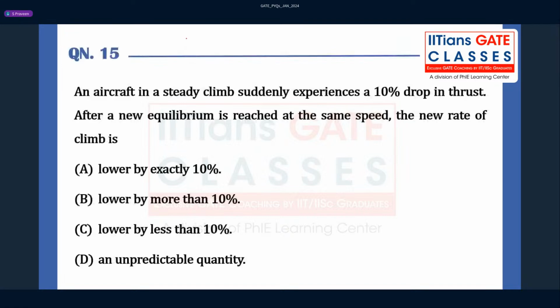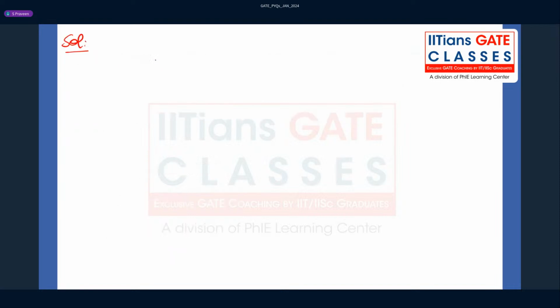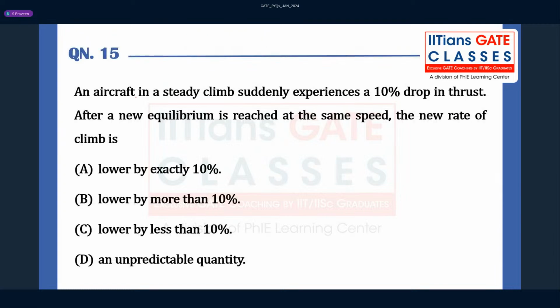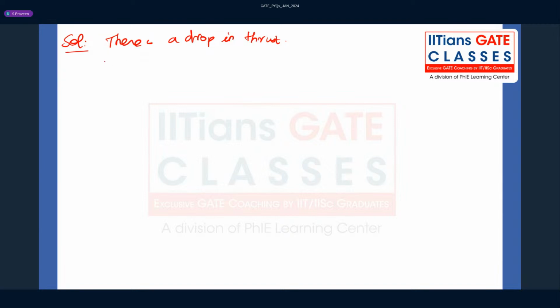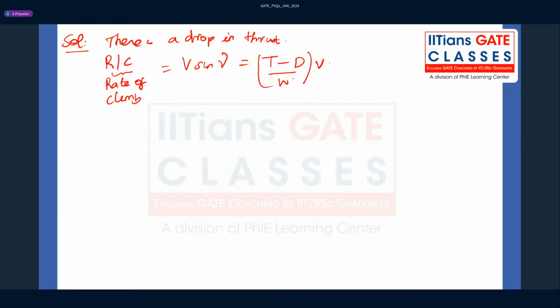So what is asked? The aircraft suddenly experiences a 10% drop in thrust. Okay, so there is a drop in thrust. Let's keep that as such. And the new rate of climb, which means let's write the rate of climb formula. So what is the rate of climb? This is my rate of climb, which is equal to V sine of the climb angle, which I kept as gamma. So that is basically equal to T minus D by W times V. Yeah, this is the case.